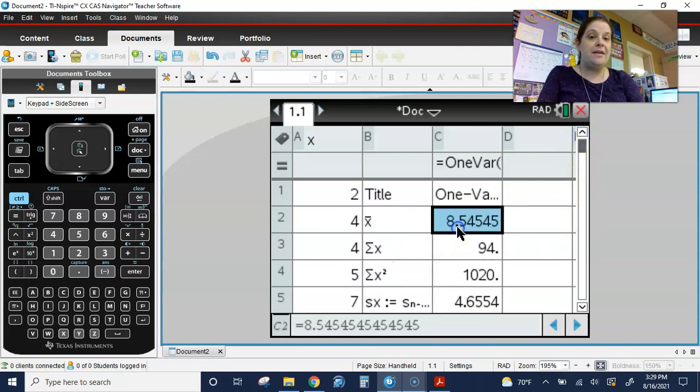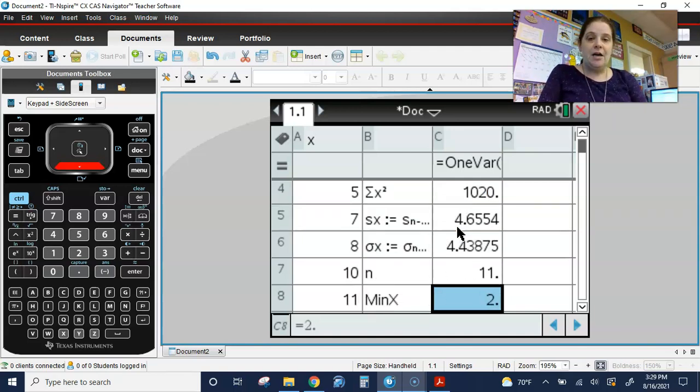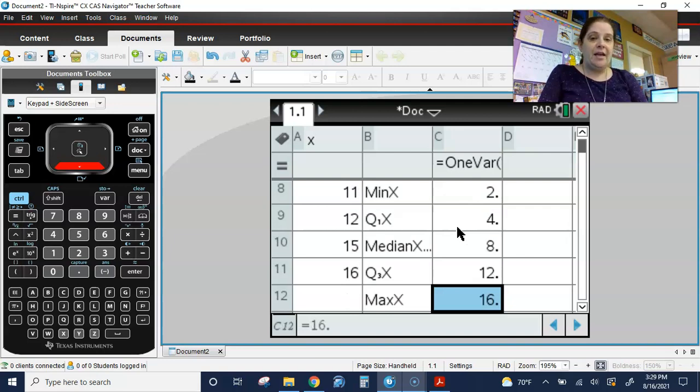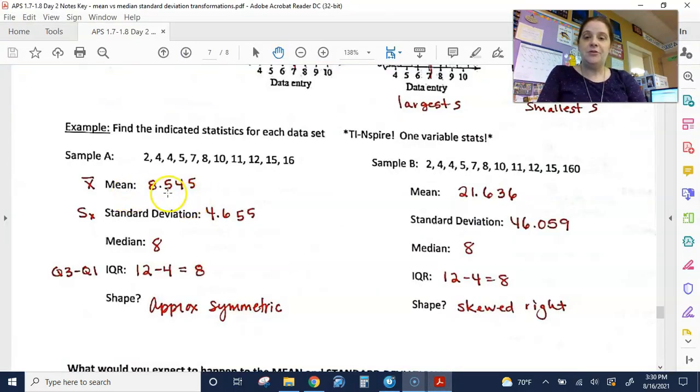So I end up with a mean x bar of 8.54. I get my sample standard deviation of 4.6554. I can get my median of 8. And to calculate interquartile range, I need Q3 minus Q1. So 12 minus 4 is 8. Okay, so I'm going to go back to my handout here really quick. So there's the mean, the standard deviation, the median. I had to compute the interquartile range. And if I had to take a guess, 8.5 and 8, those are fairly similar to each other.